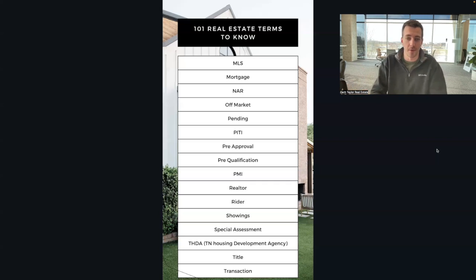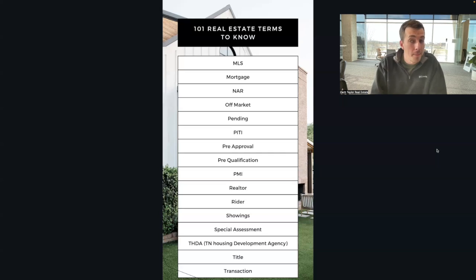It's a special assessment. THDA, that's the Tennessee Housing Development Agency. It is geared towards first-time homebuyers. Doesn't have to be first-time homebuyers, but it's geared mainly towards them to help with down payment assistance, and it's a special loan program.